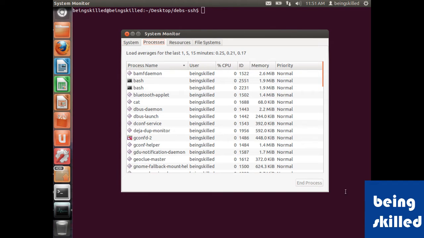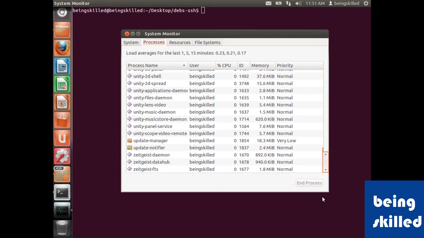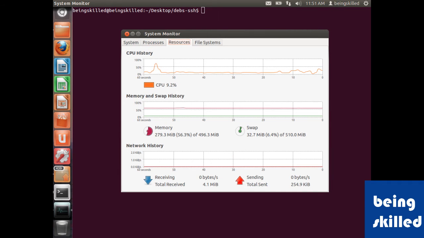It shows all the processes which are currently running. Then all the resources like the CPU usage, as we can see, about 10% of the CPU capacity is being used. It also shows that about 500 MB of RAM is available, out of which about 57% is already being used. There is swap of about 500 MB, out of which 33 MB is being used.